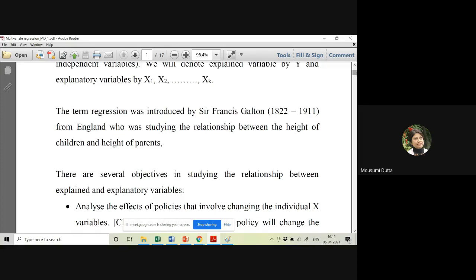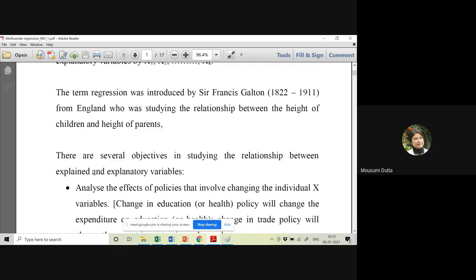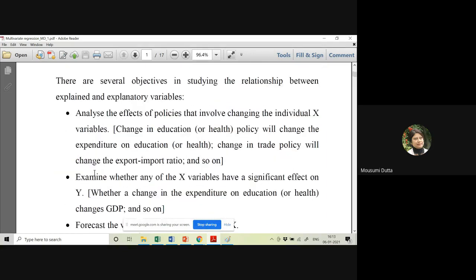You may know that the idea of regression was introduced by Sir Francis Galton from England, who was studying the relationship between the height of children and the height of parents, whether there is any kind of relationship between the two. There are several objectives in studying the relationship between the study variable and the explanatory or control variables.